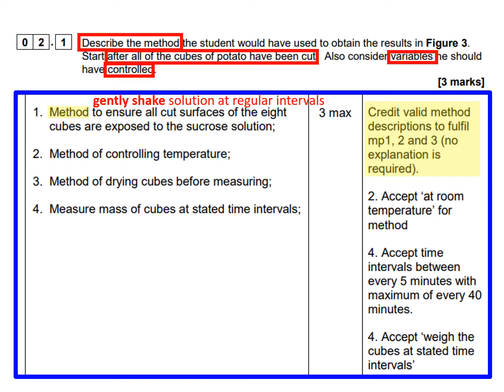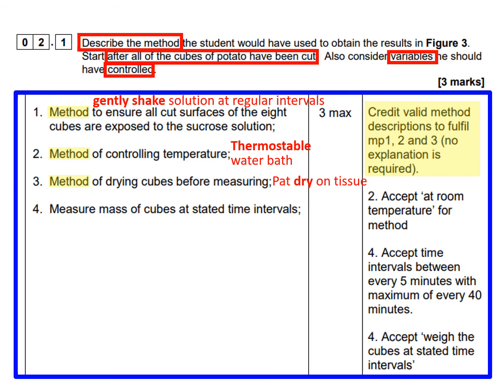Second mark point then is some method of controlling the temperature. So what you probably would do is you'd have your sucrose solution in a test tube. You place that in a thermostatic water bath set at a certain degree Celsius. And then once the solution had reached the correct temperature, you then place the 8 cubes into that solution and gently shake them during the course of the 160 minutes, like we said in mark point one.